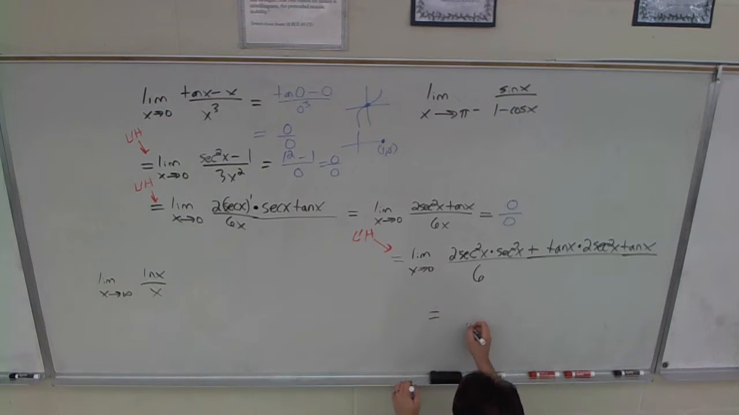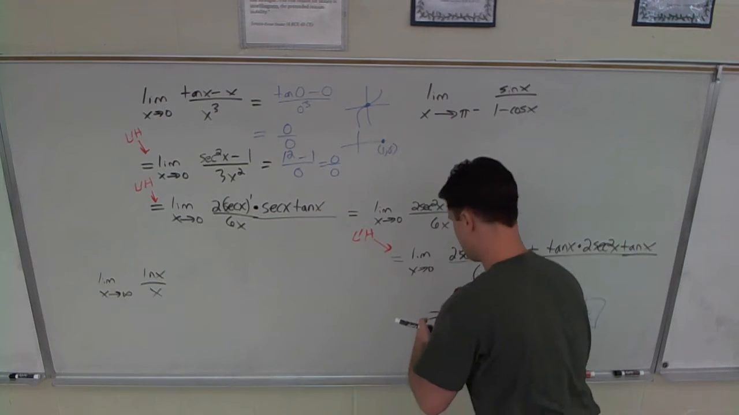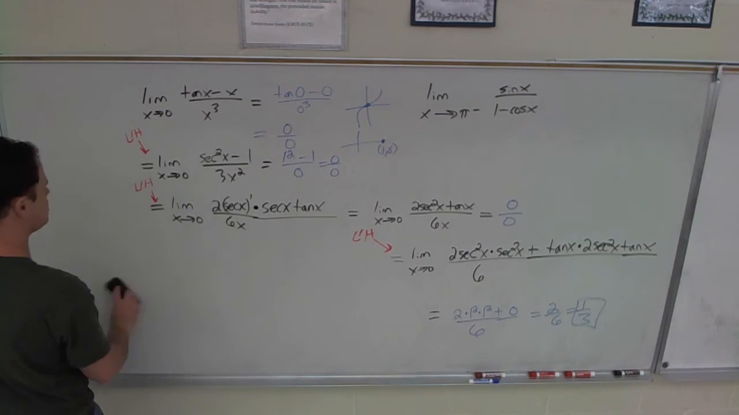Okay, so that looks pretty ugly, but as we approach 0, the bottom is 6. And the top, we've already done that calculation, so this is actually pretty easy. The secant was 1 and the tangent was 0 at 0, right? So that's going to be 2 times 1 squared times 1 squared plus, it's not going to be 0 anymore, plus nothing, because either one of those goes to 0, right? So the answer is 2/6 or 1/3. This limit approaches 1/3 as you approach 0. Okay, so that was a case where we had to use L'Hopital 3 times.